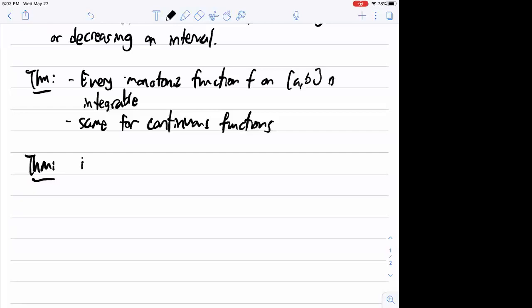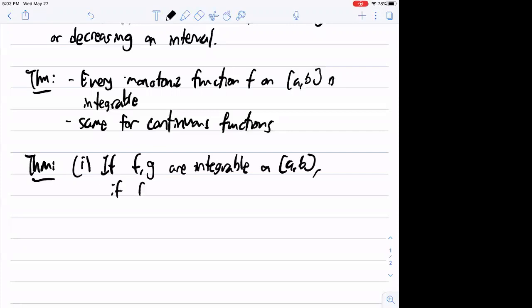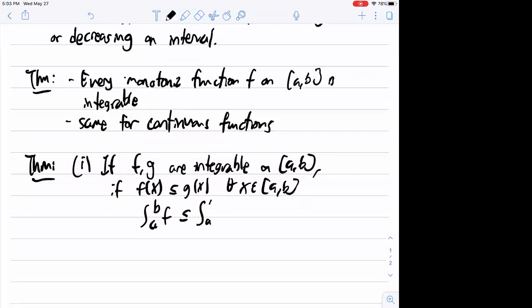If f and g are integrable on [a,b], and if f is smaller than g for all x in [a,b], then the integral is smaller, yeah? So hopefully this is clear, right? Because if f is always below g, the area under the curve of f is smaller than the area under the curve of g.